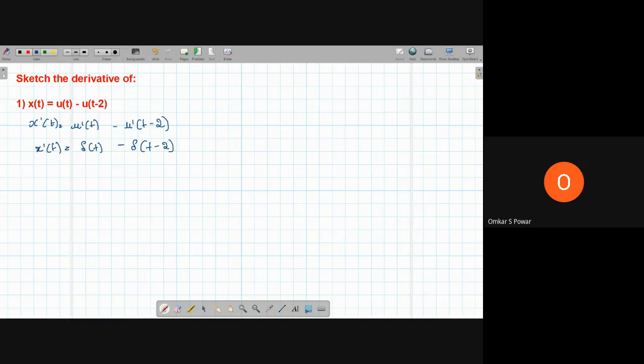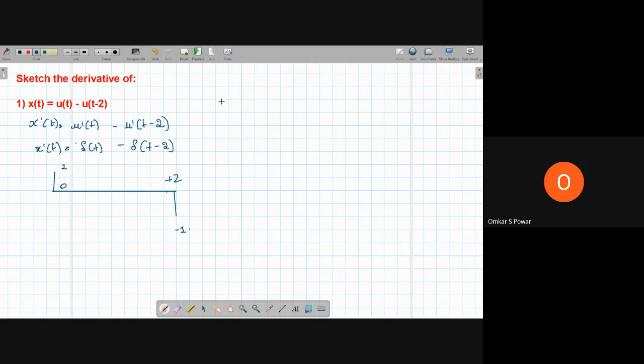Now in order to solve this one, how do you plot this one? At t is equal to 0 it's 1 and at t is equal to 2 it's minus 1. Simple. At t is equal to 0 and t is equal to 2, the value is 1 and minus 1. So this is how you plot the derivative.